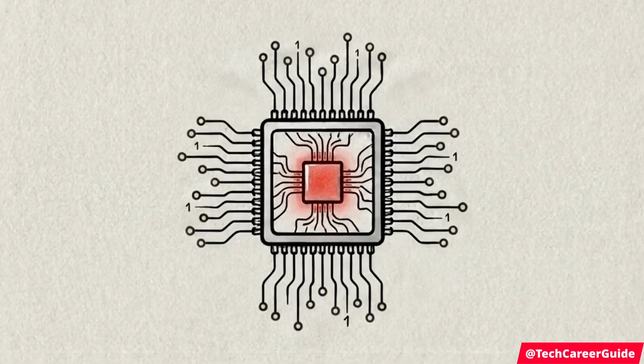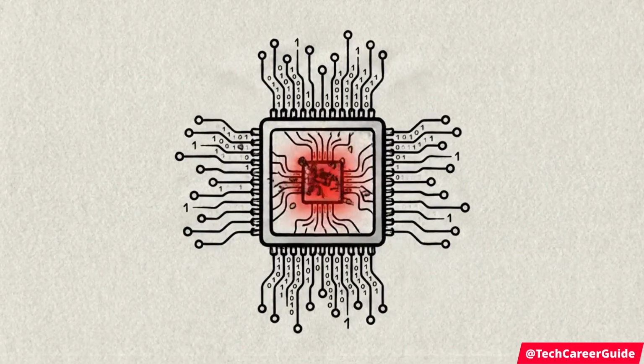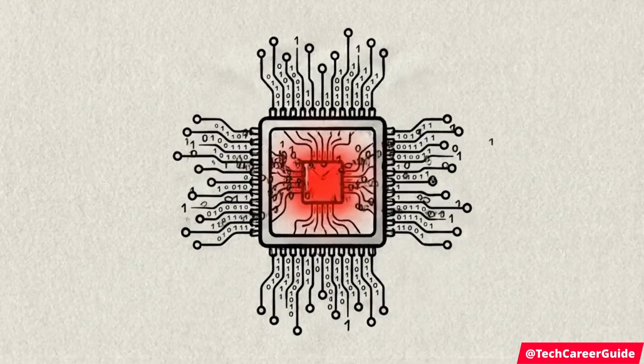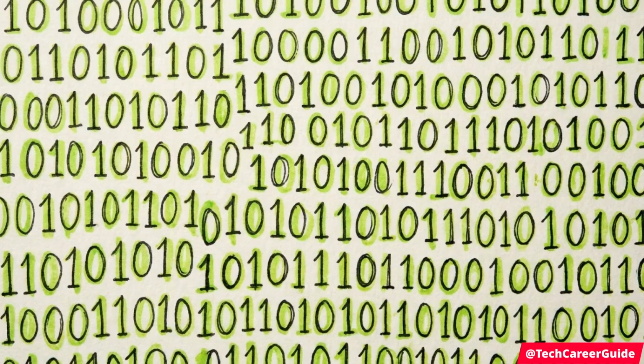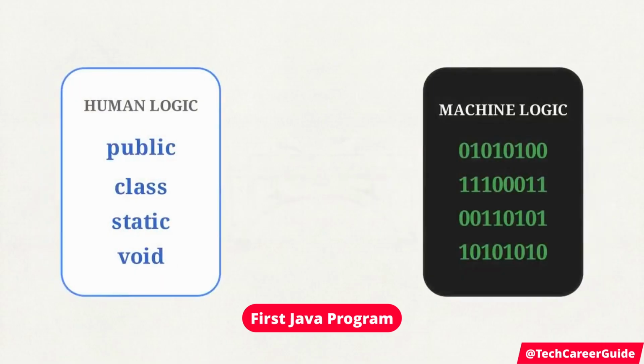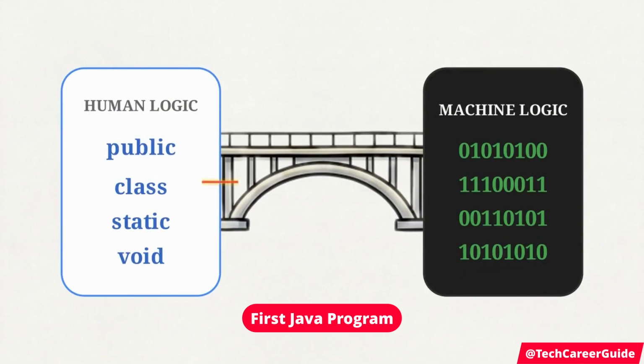Look at this processor chip pulsing with binary data. Those ones and zeros are the only language a computer actually understands. Since typing millions of ones and zeros by hand is impossible for us, we use Java. Think of Java as a bridge, a language built with human words that a computer can be taught to read.